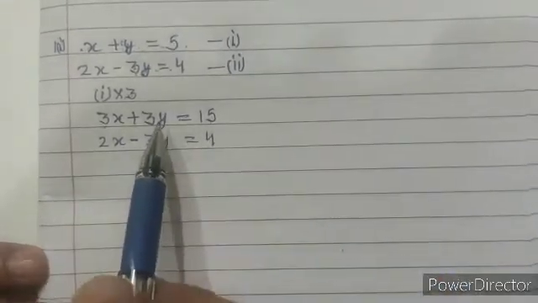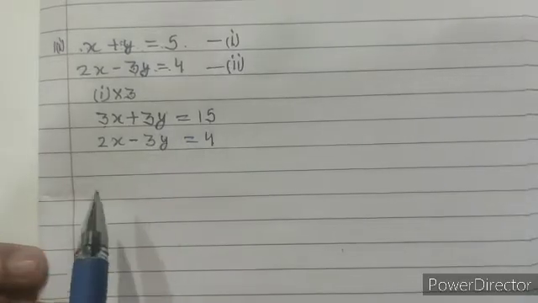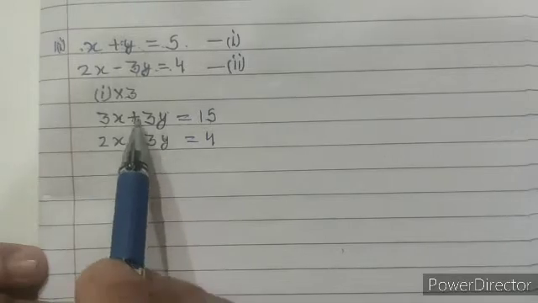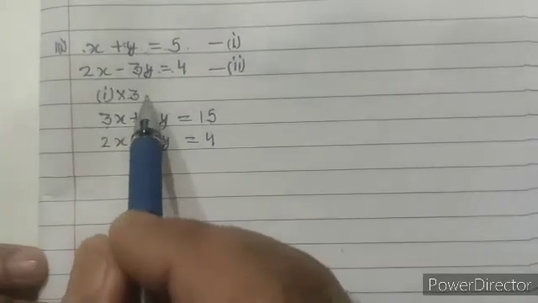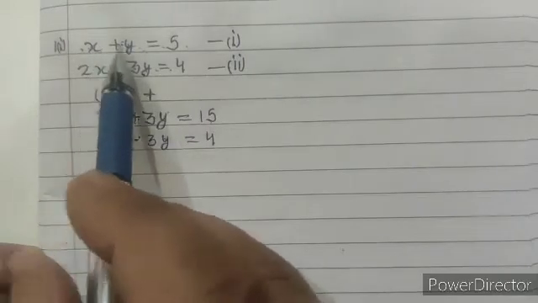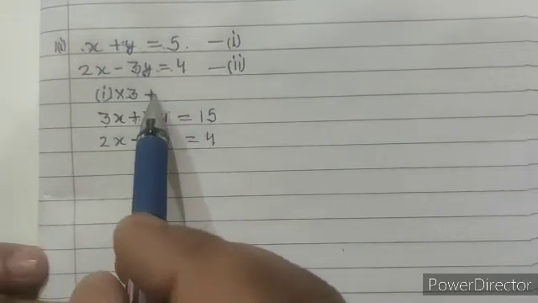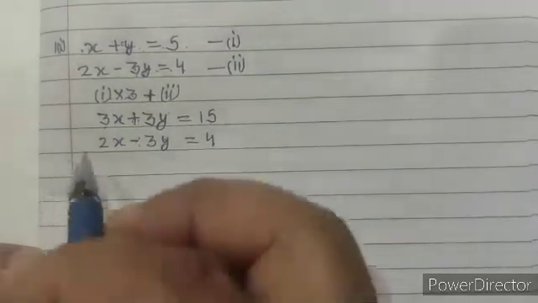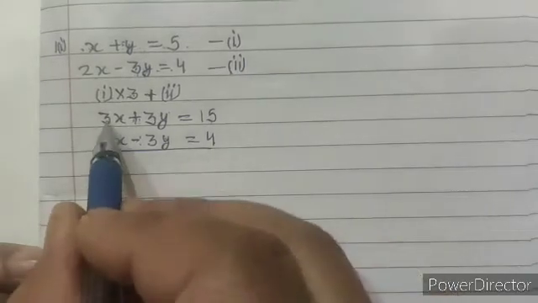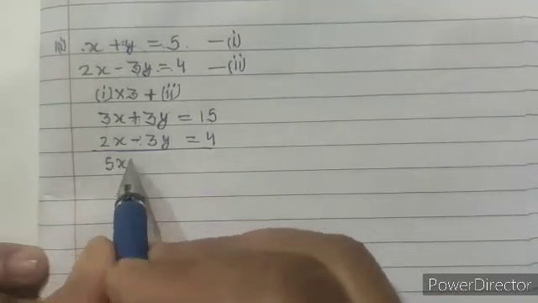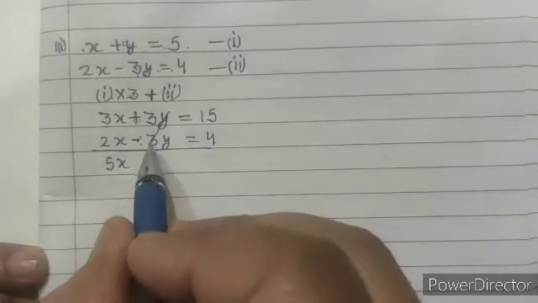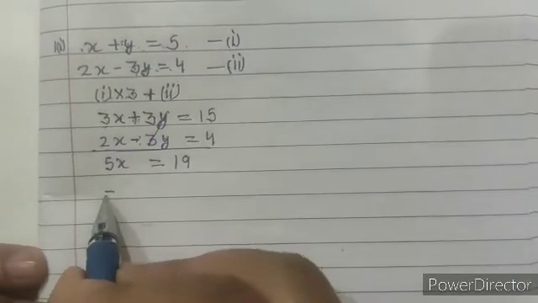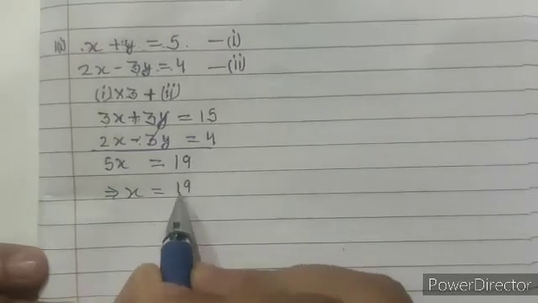Now we have to eliminate variable y from these two equations. Now as we see here, the sign of coefficient of y in both the equations is different. So we will add these two equations. Now we are adding equation first multiplied by 3 with equation second. Now on adding, this will give us 3 plus 2 will be equal to 5x, and plus 3y minus 3y will cancel out, and that will be 15 plus 4 equal to 19. Now that will give us x equal to 19 by 5.